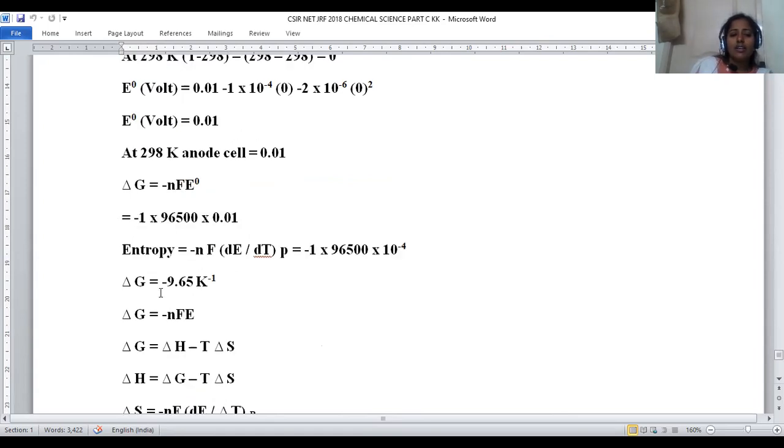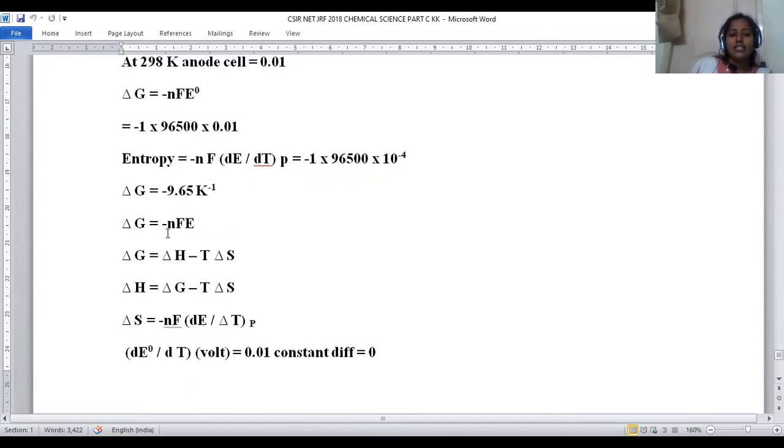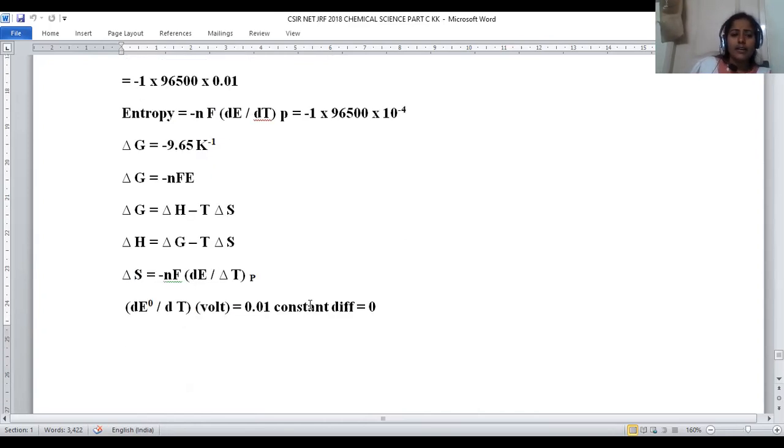Now delta G is calculated as minus 9.65. After multiplying all these, it is minus 9.65. Delta G is equal to minus nFE. Another formula is also there: delta G is equal to delta H minus T delta S. Delta H is equal to delta G plus T delta S, because we have to calculate enthalpy here, right?